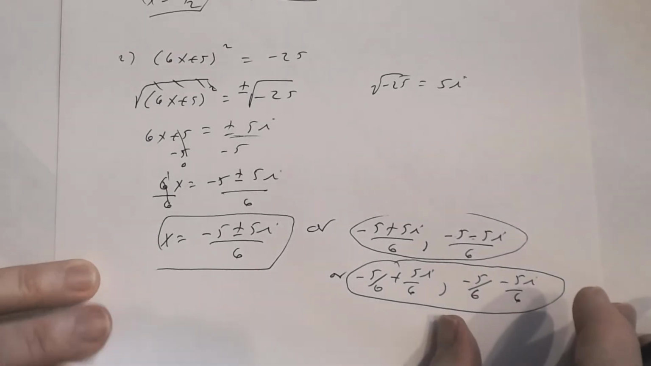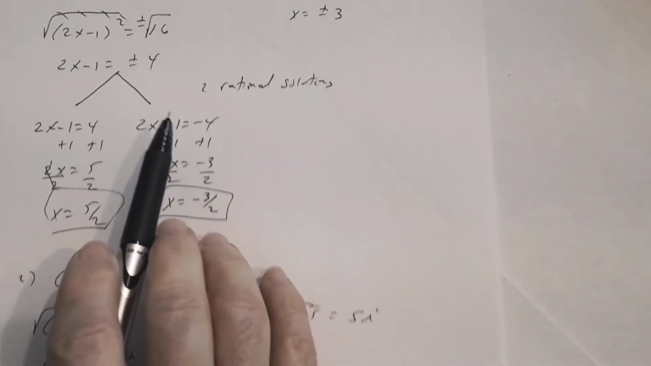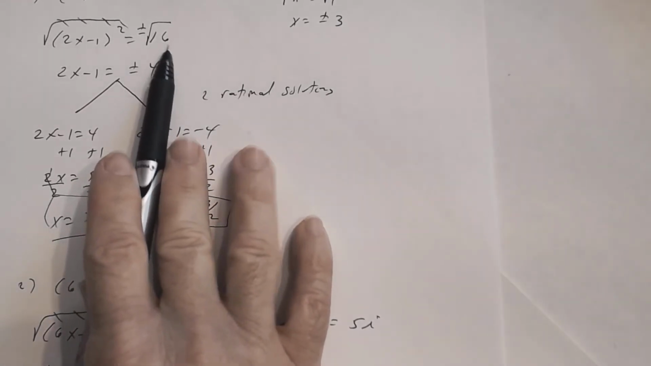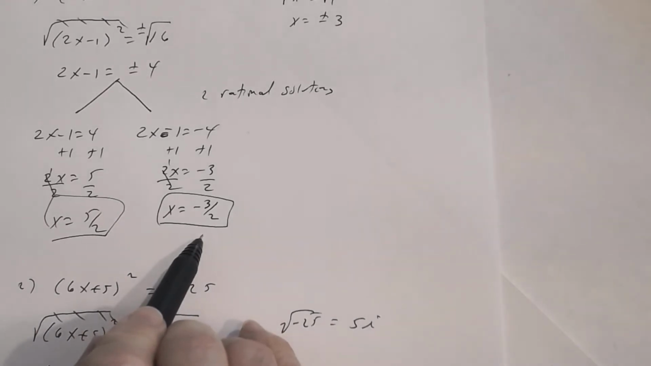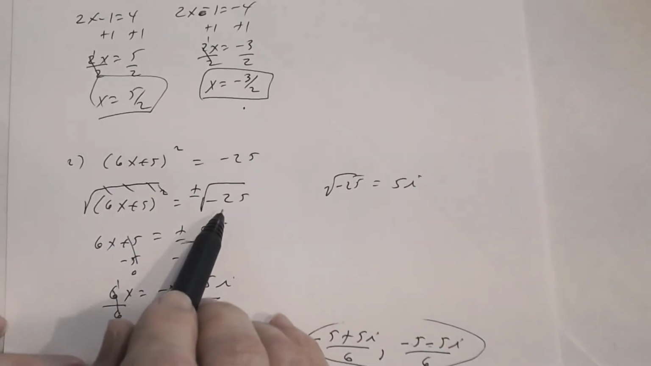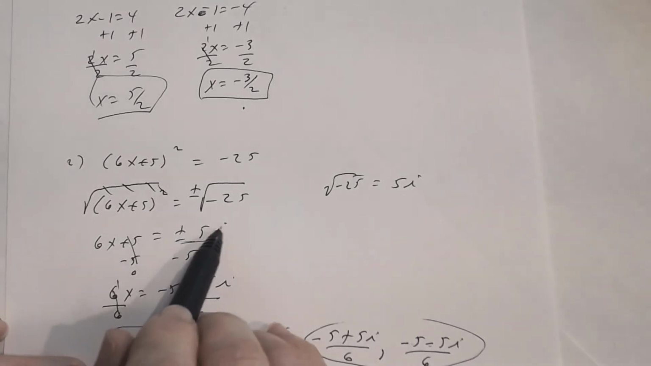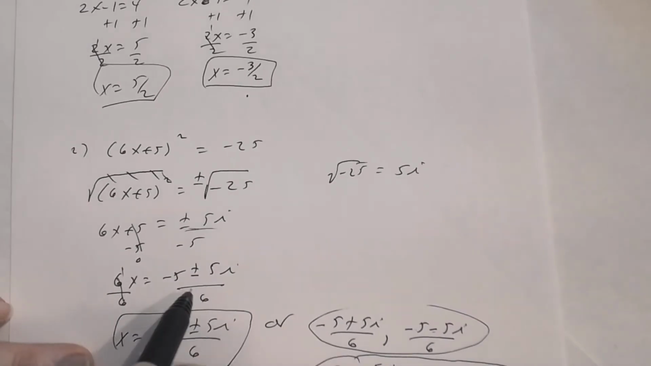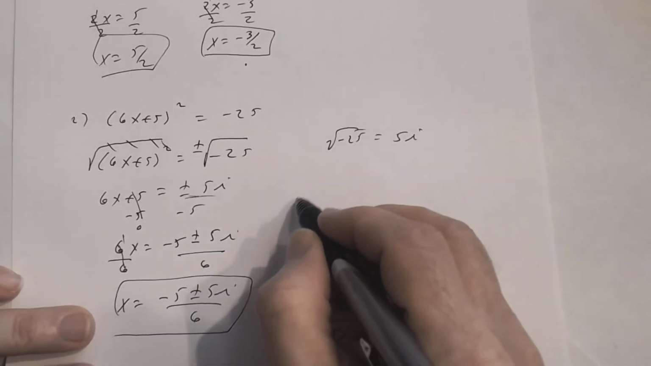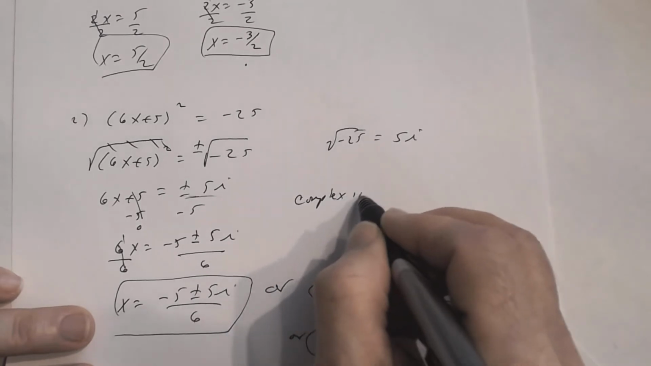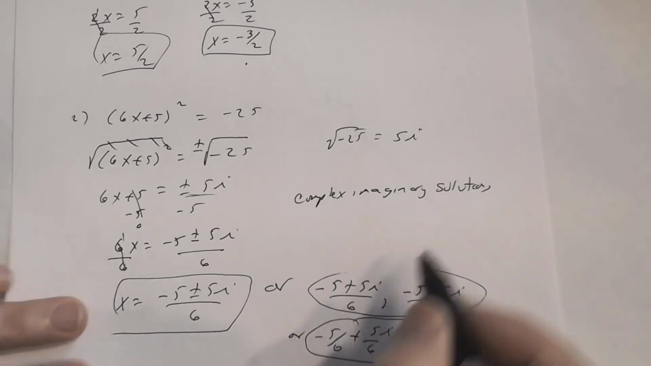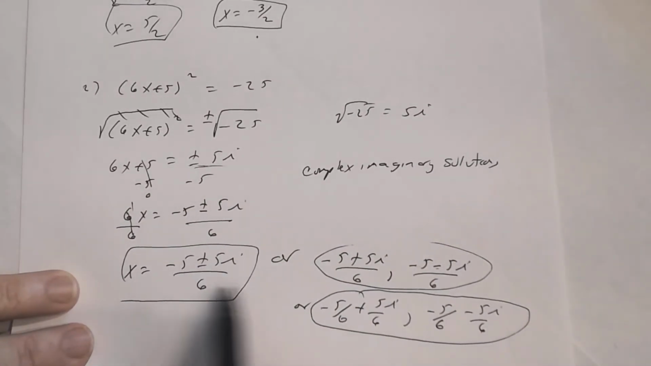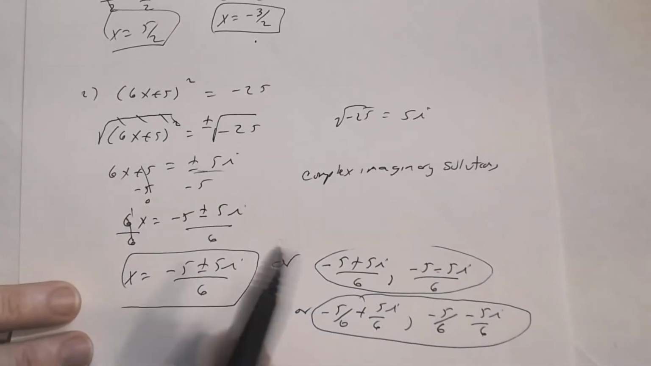But notice how I wrote this. Here, the 16 was a perfect square. So you told me what the two rational solutions were. So that's how you worked it out. It's got to look like this. Here, though, since it's the square root of negative 25, I end up using the imaginary number. So I'm going to end up with two complex solutions. So these are complex imaginary solutions. All right. So therefore, you're going to write it either like this, or you can separate it. Okay. All right. So that was number 2.